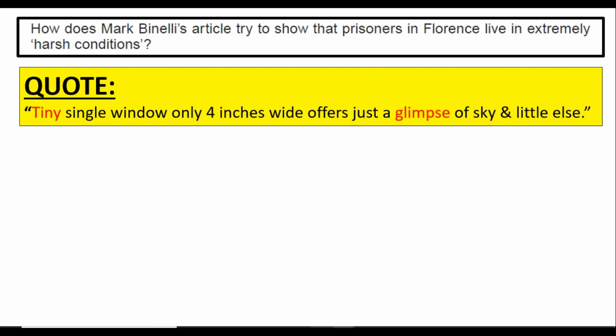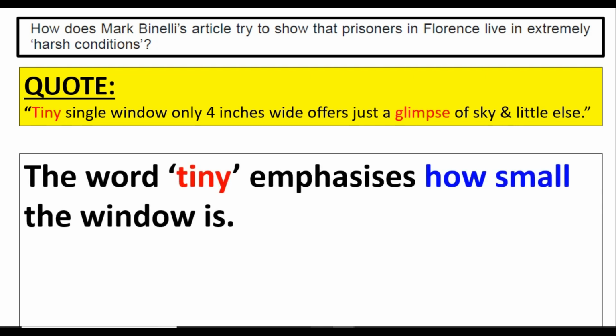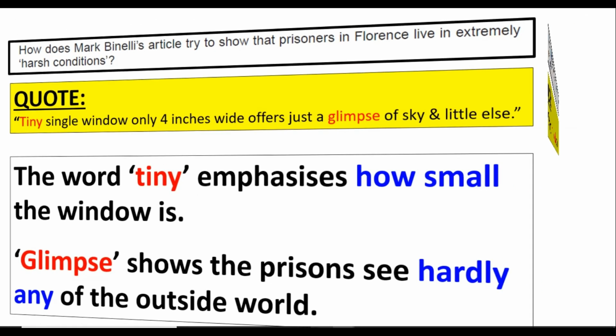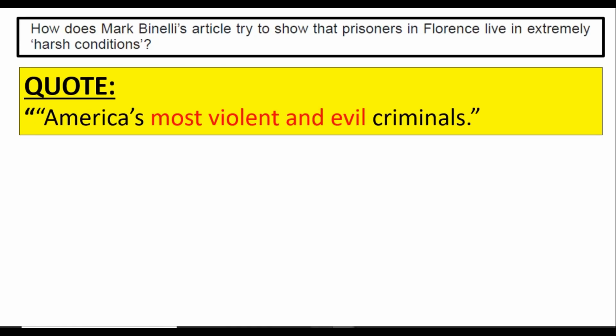"Tiny single window only 4 inches wide offers just a glimpse of sky." The word tiny emphasises how small the window is, and glimpse shows the prisoners see hardly any of the outside world. Sorry, I was meant to say prisoners. So glimpse shows the prisoners see hardly any of the outside world, just a glimpse, just a little bit. Again, be that human dictionary. What does the word glimpse mean?